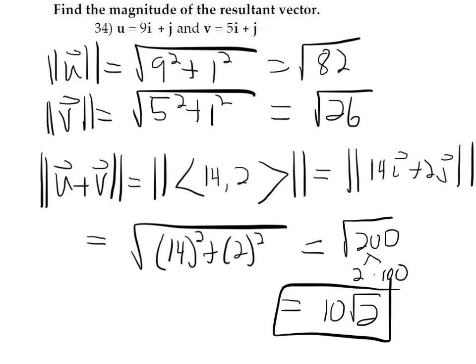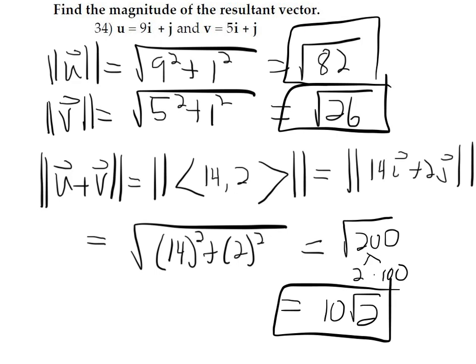Now, depending on what they actually mean, and hopefully if you're taking a test, the question will be much more clear than this, you can find the magnitude of u, v, u plus v, u minus v, 3u plus 5v, whatever they ask, you can do it. It's just the square root of the sum of the squares.